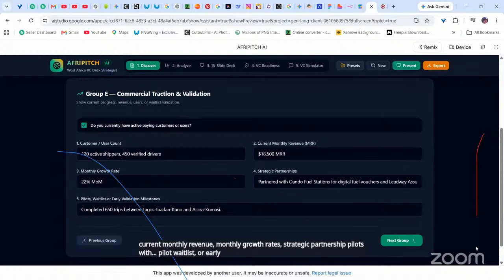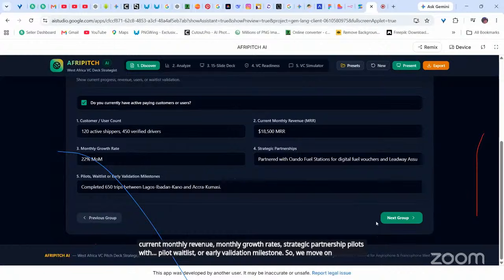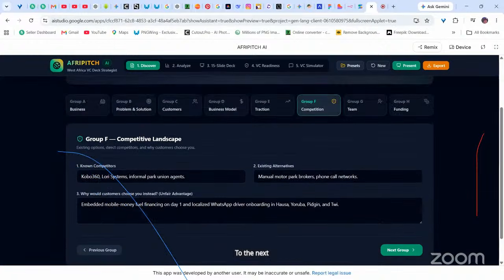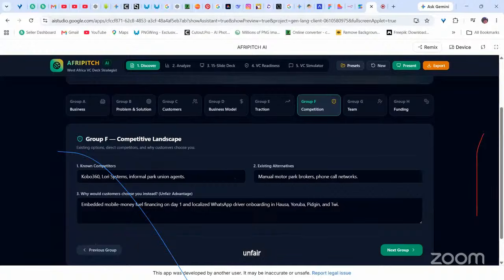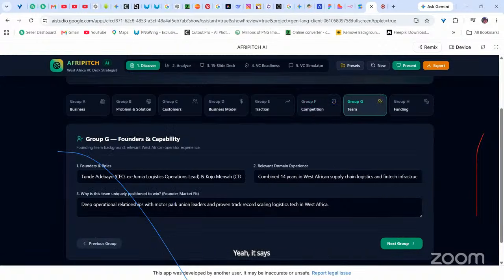The next questions are customers and user accounts, current monthly revenue, monthly growth rates, strategic partnership, pilot, waitlist, or early validation milestone. So we move on to the next group, which is group F, that says competitive landscape, which is existing options, direct competitors, and why customers choose you. The first question there says know your competitors, existing alternatives, why would customers choose you instead, unfair advantage in bracket.